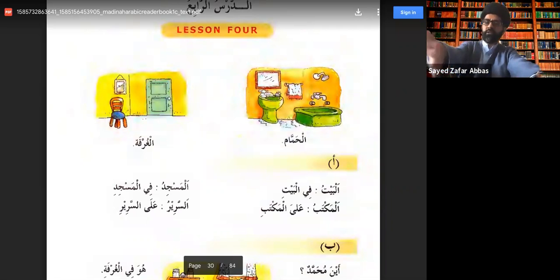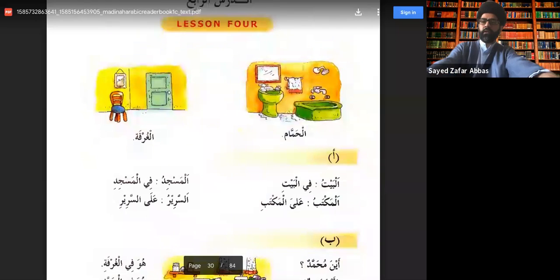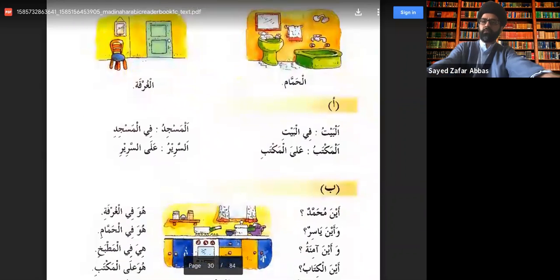So we have 2 pictures here. Both of those pictures are helping you to understand the words that are written underneath them. So we have al-hammam, which is bathroom, and al-ghurfa, which is a room. Usually ghurfa is used for bedroom, but it can be used for any kind of room other than, for example, the bathroom and the kitchen. Every other room will be called ghurfa, but usually ghurfa is used for bedroom.